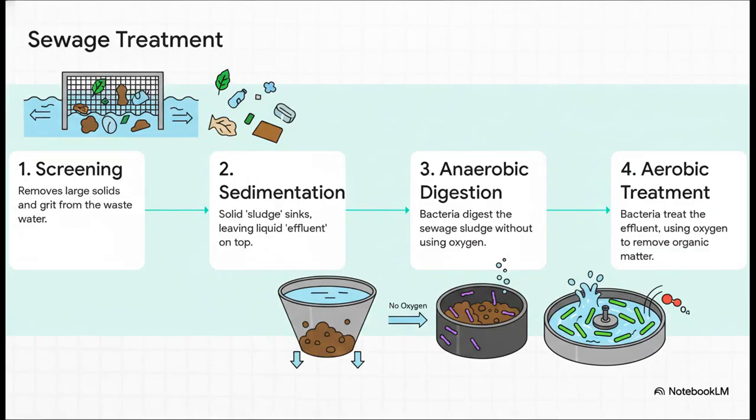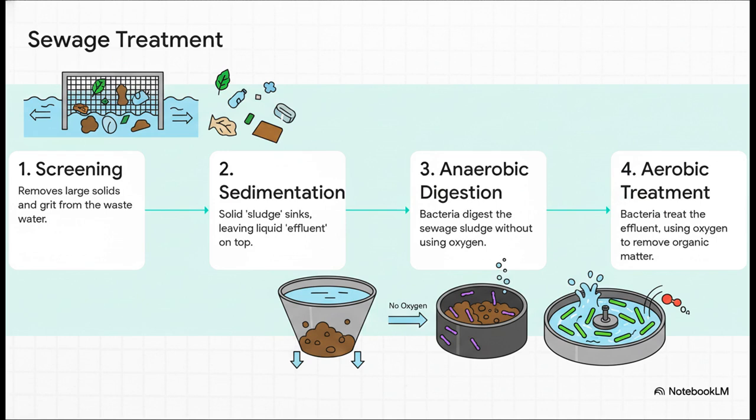First up is screening, which is exactly what it sounds like. They use massive screens to catch any large objects. Next is sedimentation. They let everything settle, and the solid waste sinks to the bottom. We call this sewage sludge. The liquid left on top is called effluent. Now these two get treated separately.